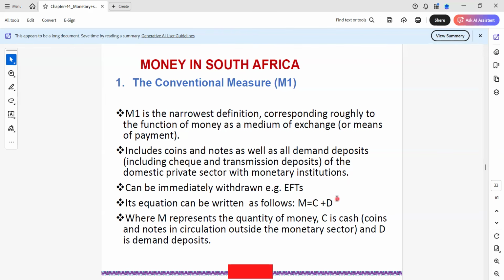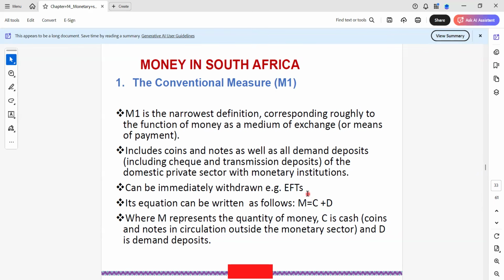Demand deposits basically referring to, for example, your debit card, right? It's money that is in your debit card that can be easily withdrawn and that can be used at any time, right? Which is why they say it relates to the function of money as a medium of exchange. Because remember, with the money that is in your debit account, you can use it at any time when you want to, right? You can just withdraw it from the ATM. They give an example of EFTs.